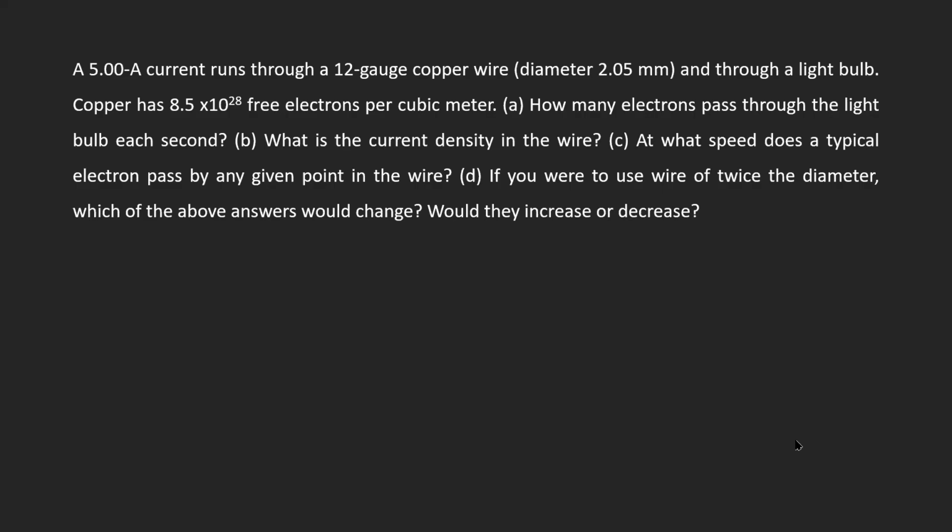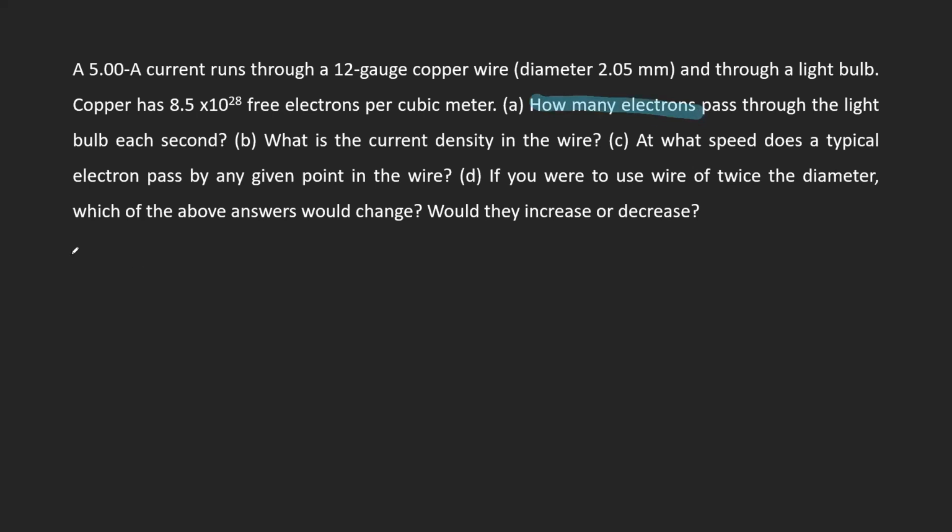Hello, we will be talking about this problem. A 5 ampere current runs through a 12 gauge copper wire, diameter 2.05 millimeters, and through a light bulb. And we know that copper has 8.5 times 10 raised to 28 free electrons per cubic meter. First question is, how many electrons pass through the light bulb each second? Let's focus there. We're looking for how many electrons.